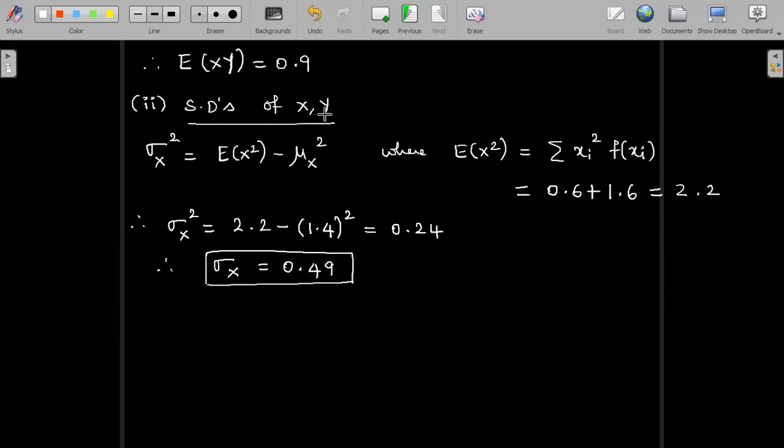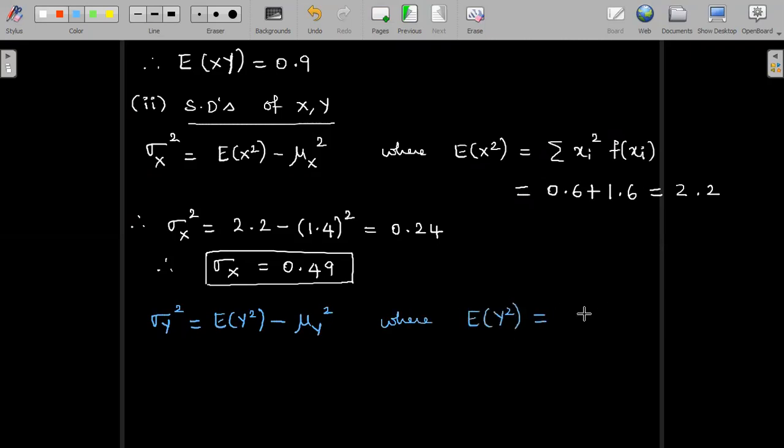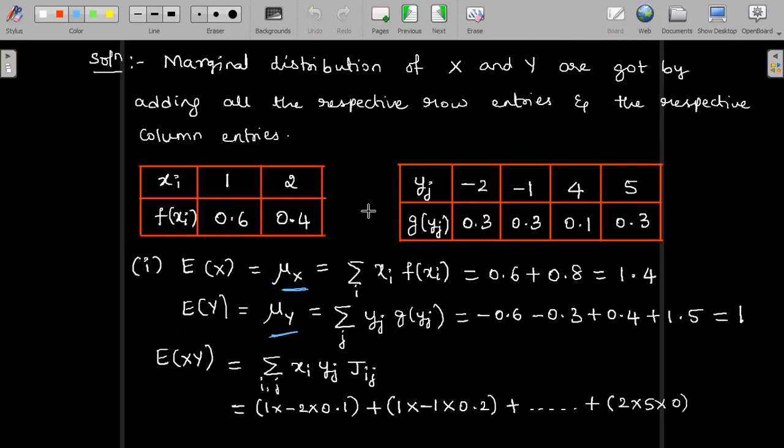Now, this was the standard deviation of x. Similarly, we can find the standard deviation with respect to y. So I will start with the formula for sigma y square. Sigma y square is given by E of y square minus mu y square, where E of y square we will find out first. E of y square is summation yj square into g of yj. While doing the marginal distribution of x and y, we have already used the notations xi and f of xi, yj and g of yj. The same is carried out here.